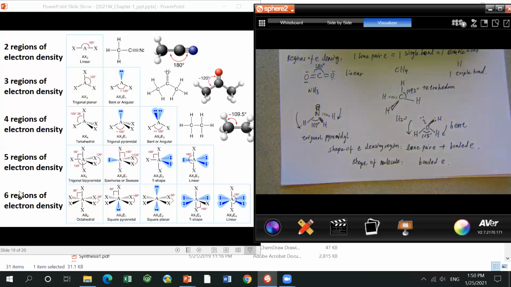And good thing for you guys, for our organic chemistry we only care about up to four regions of electron density. In other words, during exams and quizzes, if I ask about molecular shapes or electron density region shapes, it will only be up to four regions: two, three, four. Five and six I won't put in the exam or quiz, but you can study them by yourself, since that's pretty useful for organometallic molecules. Up to four, keep in mind.